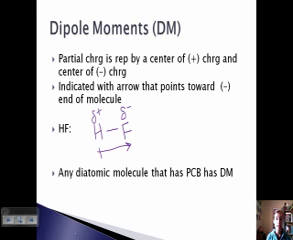Any diatomic, remember diatomic means two, so any diatomic molecule that has a polar covalent bond has a dipole moment. Okay, so anything that's two nonmetals that aren't the same identity, that's a polar covalent bond, it's got a dipole moment. Covalent bonds and ionic bonds don't have dipole moments. Covalent because they're shared equally, there's no pole, and ionic because they're stolen, so they're only spending time on one end of the molecule.